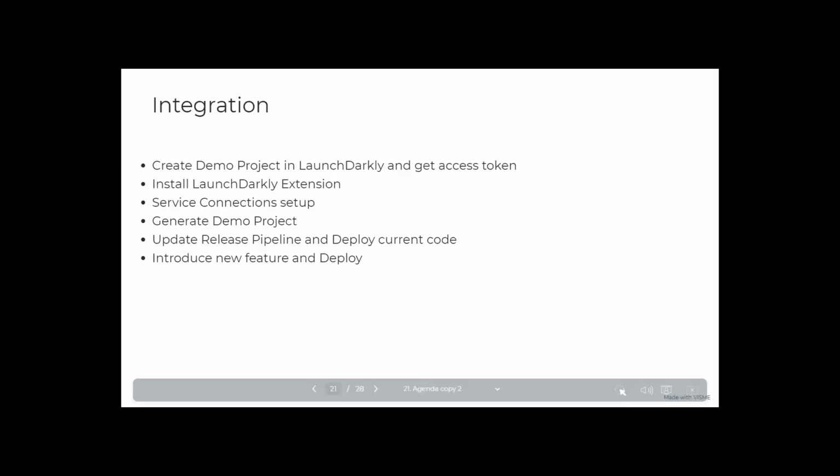So we are going to access LaunchDarkly from Azure DevOps, so we need to connect LaunchDarkly from Azure DevOps. We need some authentication, right? They provide an access token, so we get that one and configure it in Azure DevOps. So we have to get the access token from there.